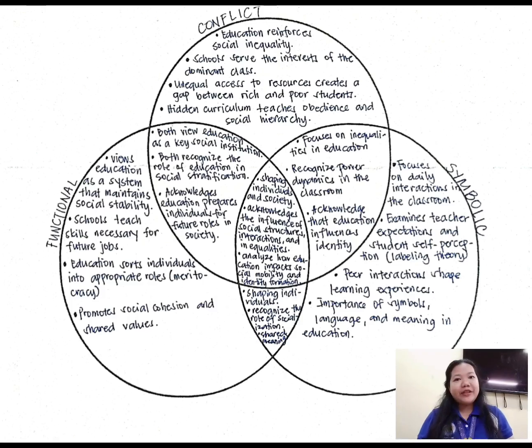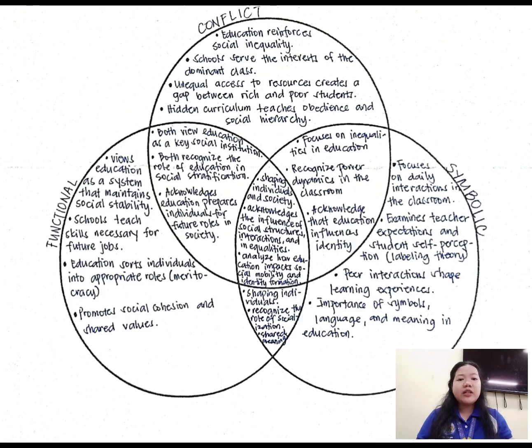Good afternoon. So now let's proceed to the differences of the three main theories of sociology. Let's talk first about functionalism, or the structural functional theory, and the context of this theory about education. So first, it views education as a system that maintains social stability.